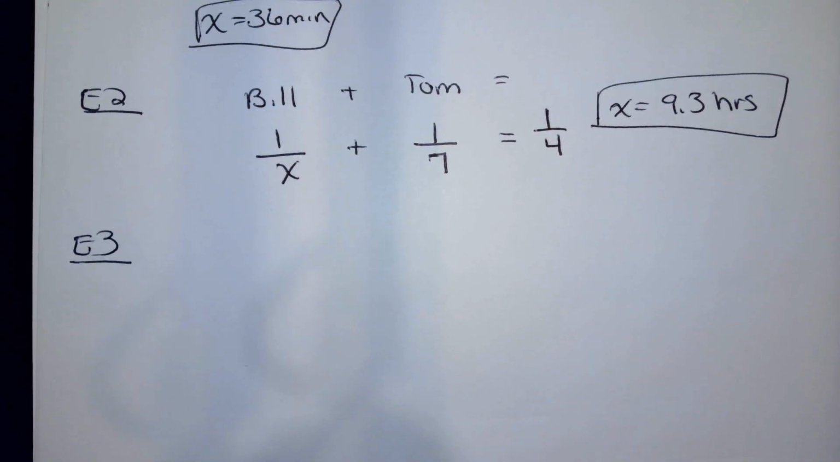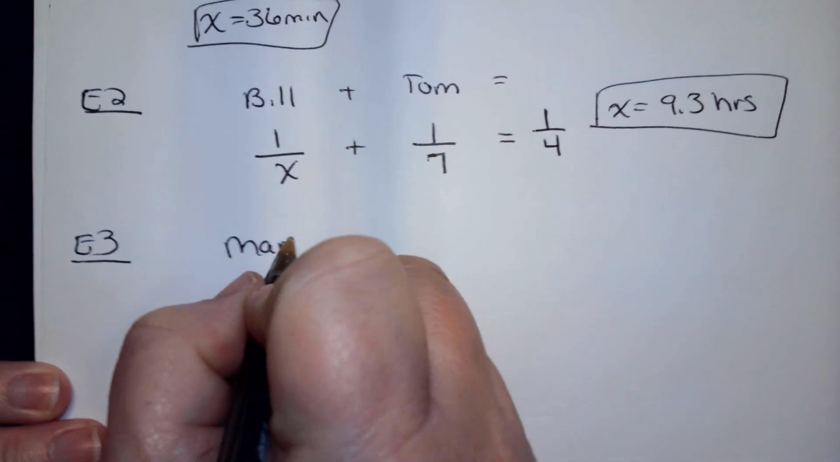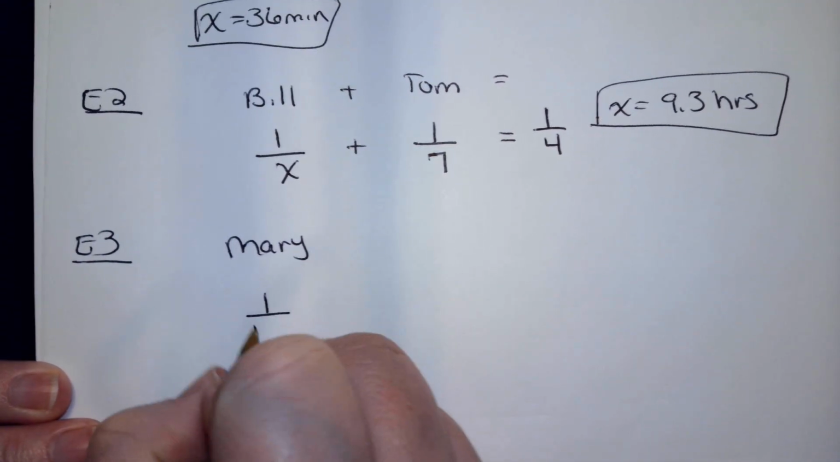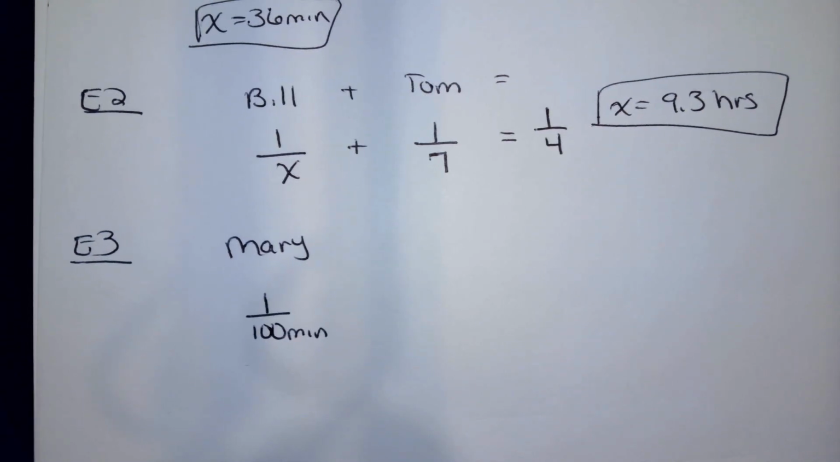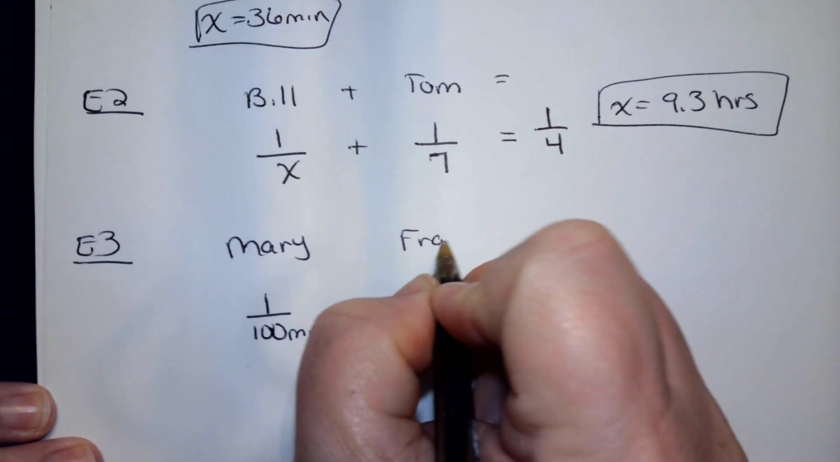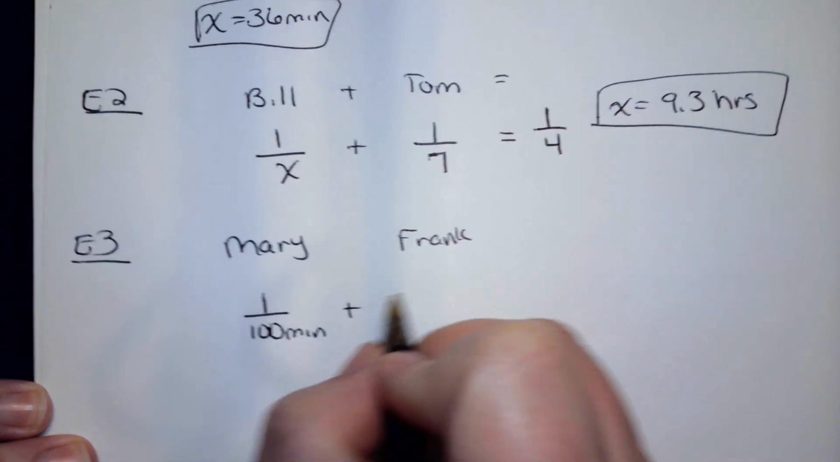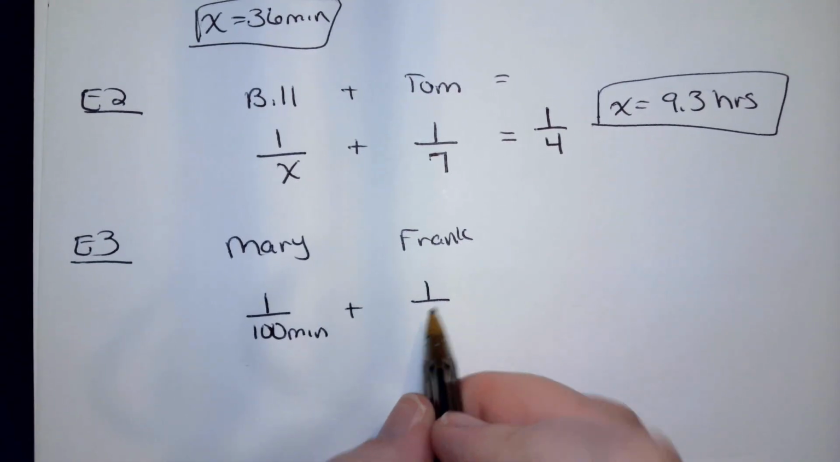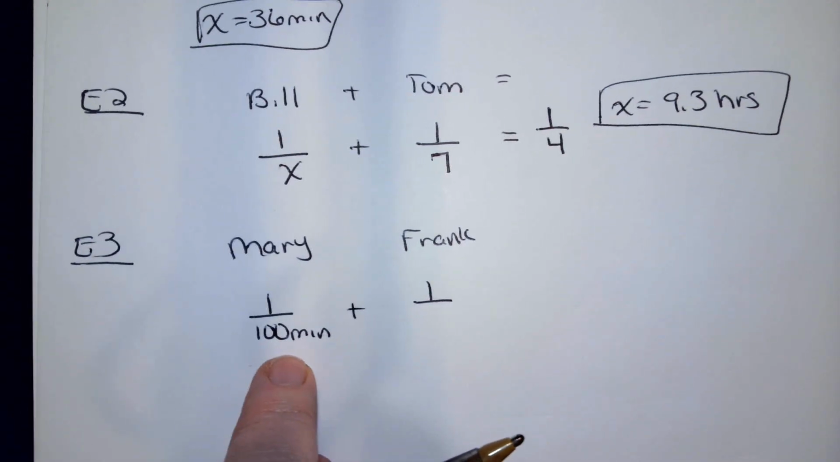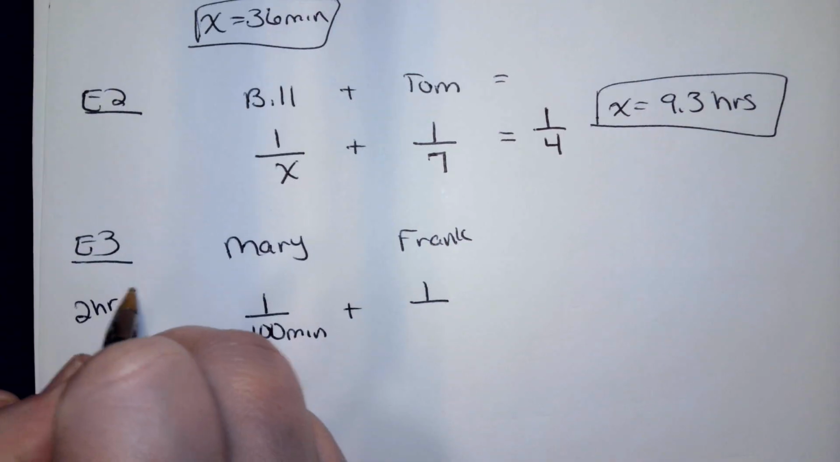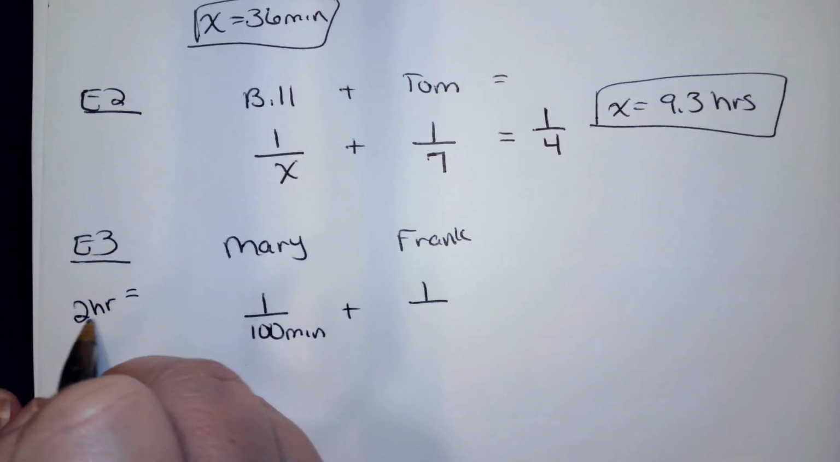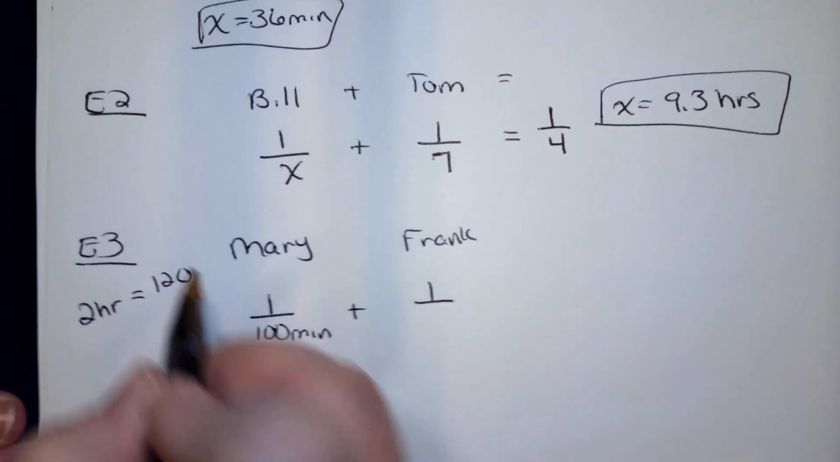All right, on average, Mary can do her homework assignment in 100 minutes. So we've got Mary, and that one job of doing the homework takes her 100 minutes. It takes Frank about 2 hours. Now I'm not going to put a 2 here because I have minutes, and notice it says how long in minutes. So we want to change that 2 hours to minutes. How many minutes are in 2 hours? Well, 2 times 60 would be 120 minutes.